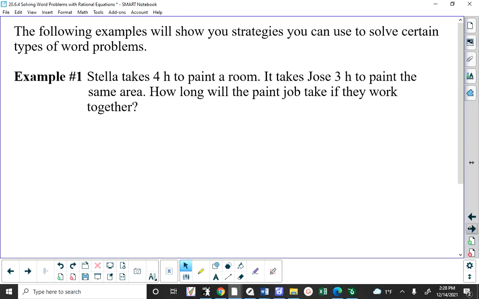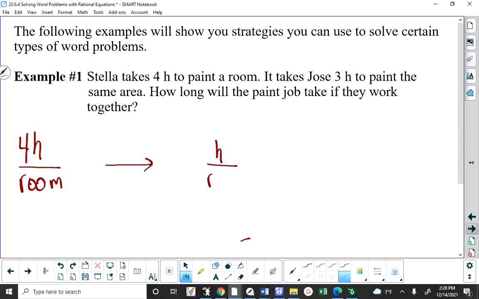Okay. What we want to do is take this 4 hours per room, and change it into a statement that tells me how many rooms per hour she can paint. So this is saying if you had one room, it takes her 4 hours. What I want to know, though, is how many hours per room, how many rooms per hour she could do. And this is a very, very tricky question.